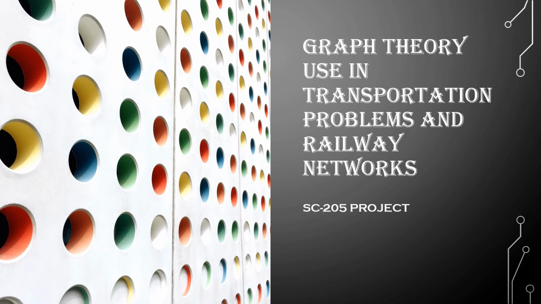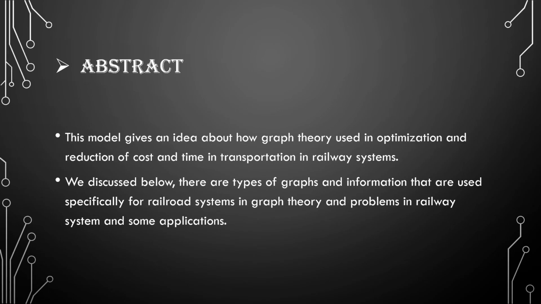We discuss an SC205 project: graph theory used in transportation problems and railway networks. Moving on to the abstract part. This model gives an idea about how graph theory is used in optimization and reduction of cost and time in transportation and railway systems. We discuss the types of graphs and information that are used specifically in railroad systems in graph theory, the problems in railway systems, and some applications.